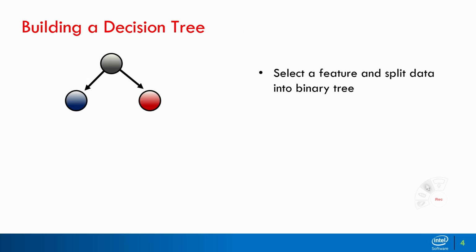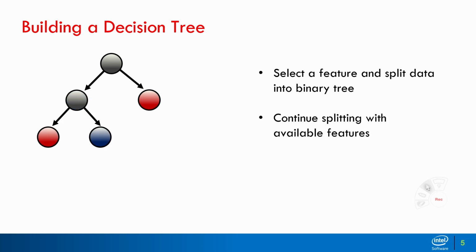The gray root node represents the entire dataset, and the initial decision is made. We select a feature and split the data into a binary tree. We continue splitting with questions and growing the tree. Internal nodes represent decisions or tests on features. Branches represent the result of a decision leading to the child node until we reach the leaf nodes with the final prediction. No further splits happen at the leaf nodes.